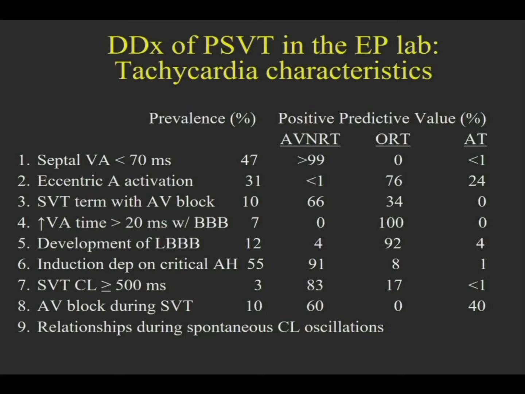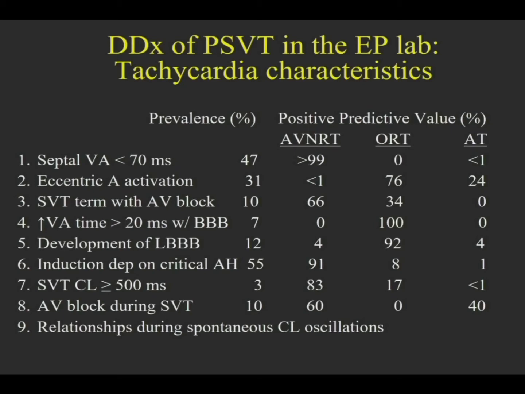If the septal VA interval is less than 70 milliseconds and the atrium and ventricle are activated simultaneously or in parallel rather than in series, that rules out AV reentry with an accessory pathway. It doesn't rule out an atrial tachycardia that coincidentally is conducting with a PR interval that's equal to the tachycardia cycle length. So that's why I say it's not 100%, and I can show you examples where, for a few minutes, it'll look just like AV nodal reentry, and you'll discover it's not. It's an atrial tach.